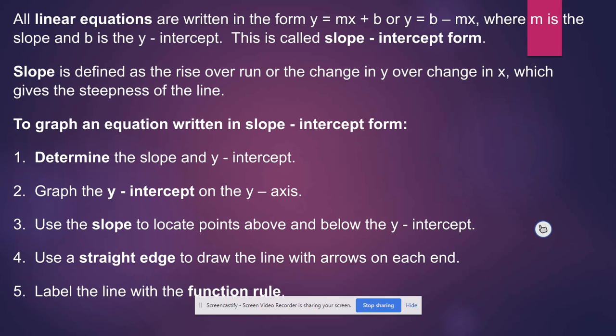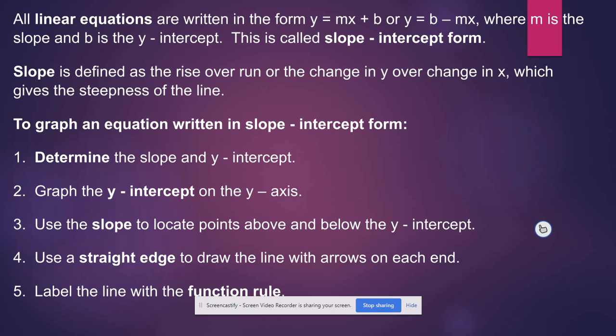All linear equations are written in the form y equals mx plus b, or y equals b minus mx, where m is the slope and b is the y-intercept. This is called slope-intercept form. Slope is defined as the rise over run, or the change in y over the change in x, which gives the steepness of a line.